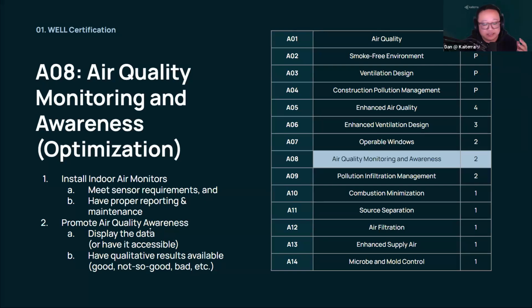For part 2, it's looking to promote your air quality to building tenants. So this can be done through a display screen throughout the building that tells you, hey, this room is at this air quality level. And you can also have an accessible website that people can access through, say, a QR code, for an example.